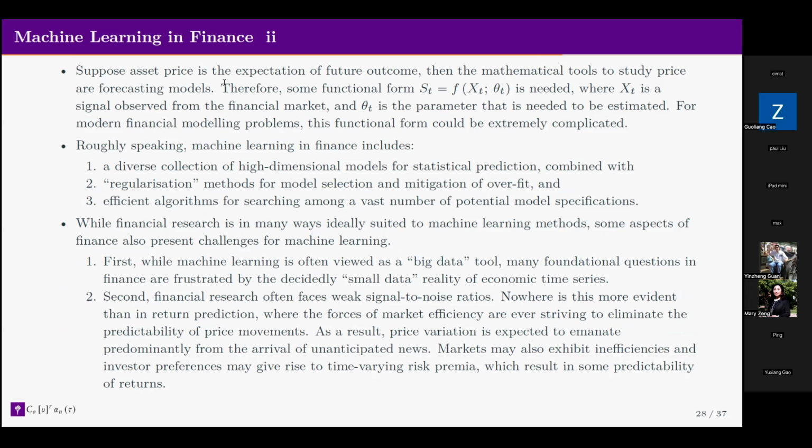Suppose asset price is the expectation of future outcome, then the mathematical tools to study price are forecasting models, because you want to forecast the price or other variables in financial modeling. Therefore, some functional form is needed, where x_t here is the input or the features, and theta is the parameter inside your functional form, and you need to somehow estimate this parameter. For machine learning models in financial modeling, the functional form could be very complicated. Therefore, roughly speaking, machine learning in finance includes a diverse collection of high-dimensional models for statistical prediction, combined with a regularization method for model selection and mitigation of overfit, and efficient algorithms for searching among a vast number of potential model specifications.